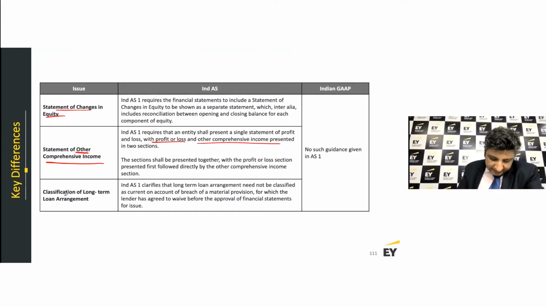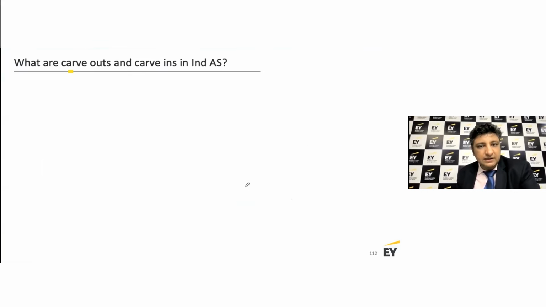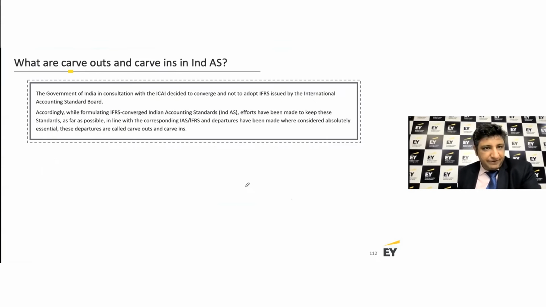And finally, another key difference that you look at is the classification of a long-term arrangement. In case there is a breach and an agreement has been obtained between the borrower and the lender that the demand for that particular loan would not be made, in those cases, again, you may continue to classify that loan as a long-term loan. It does not have to be qualified as a current item any which ways. Again, this was not clearly mentioned under the AS framework.